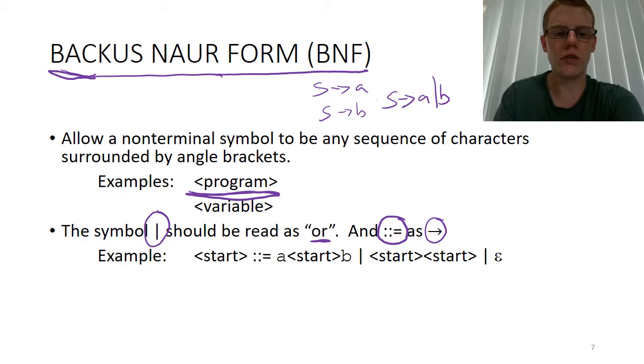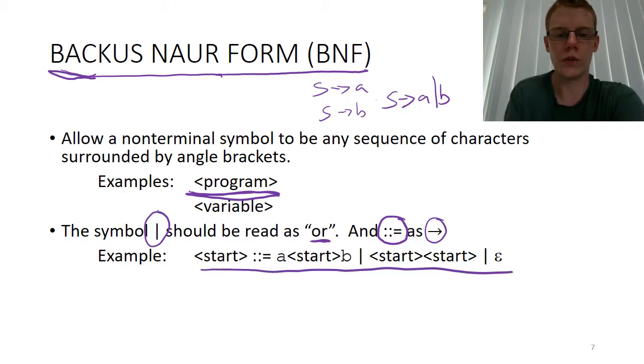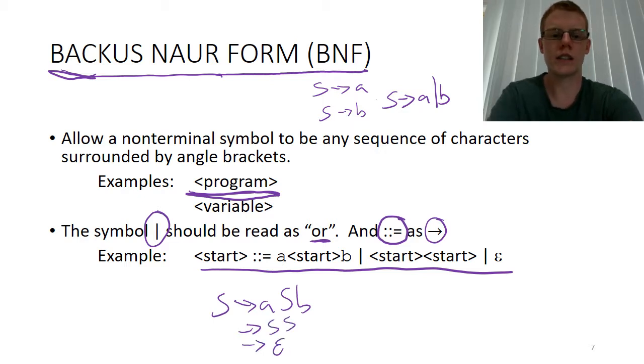So an example of a Backus Naur Form for a grammar which we might have written as S goes to A S B, S goes to S S, and S goes to EPS is written like this, where we replace the capital S as a non-terminal with the word start in angle brackets.